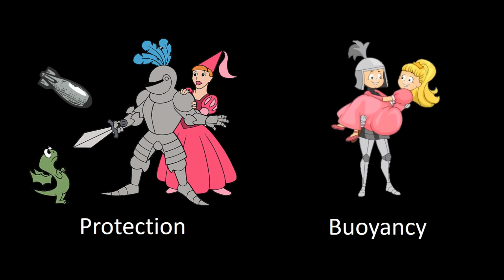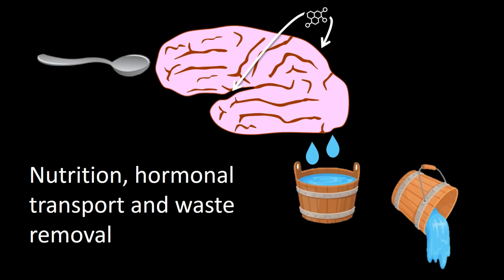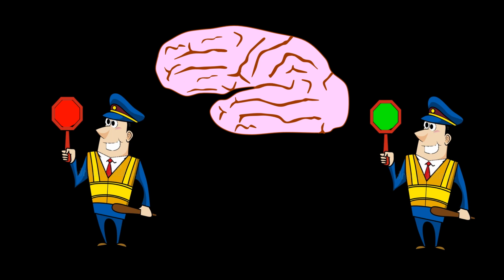The functions of the CSF are to provide physical protection against impact and sudden movements and immunological protection against microbes, to provide buoyancy, thus making it easier for the body to carry the brain, to provide the brain and the spine with nutrients, to be a waterway to transport hormones and a route to dispose of waste, and the last function is to be the gatekeeper, maintaining fluid balance and a stable chemical and ionic CNS environment.